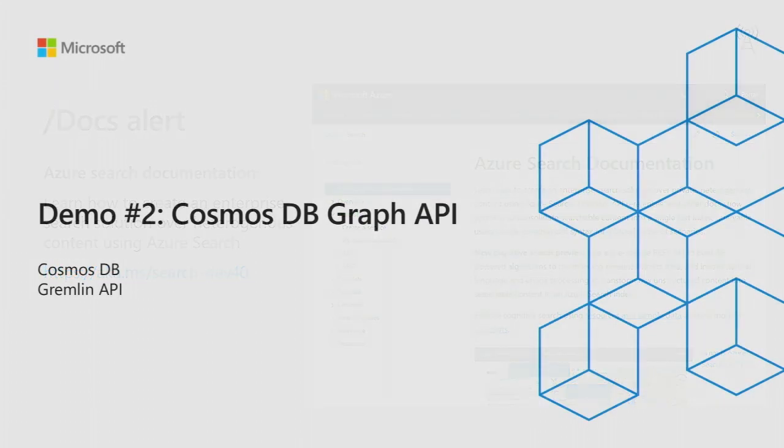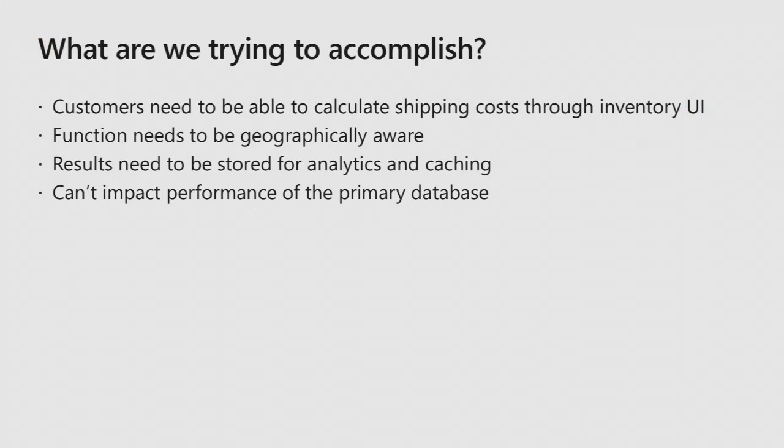The second demo that we're going to do builds on the first one. So we've got a front end for customers to be able to search the database. We've got lots of functionality on the search side. Now we're going to add Cosmos DB, but particularly the Gremlin API portion of Cosmos DB in there. What are we trying to accomplish here?